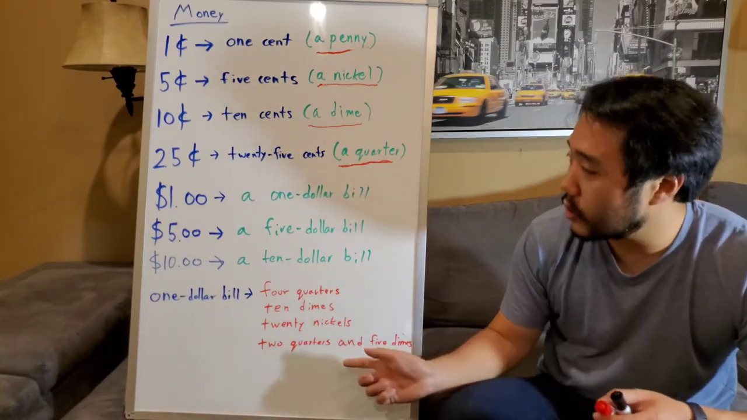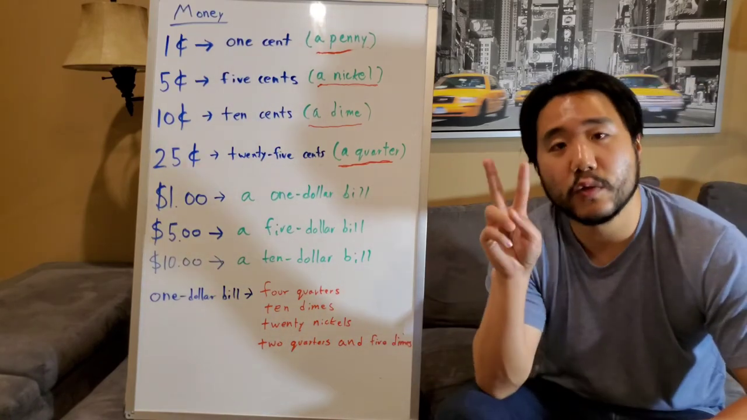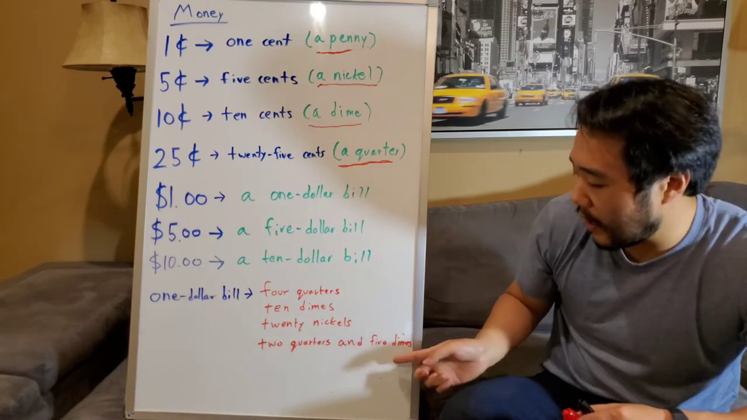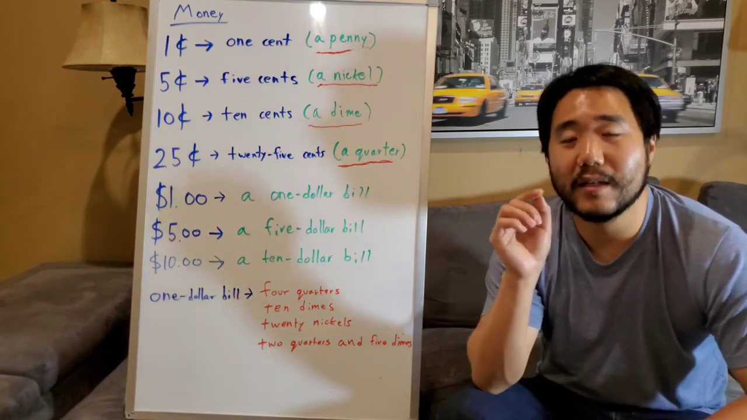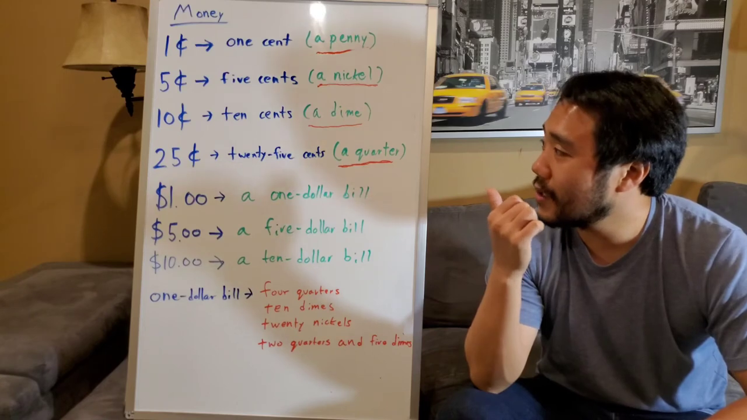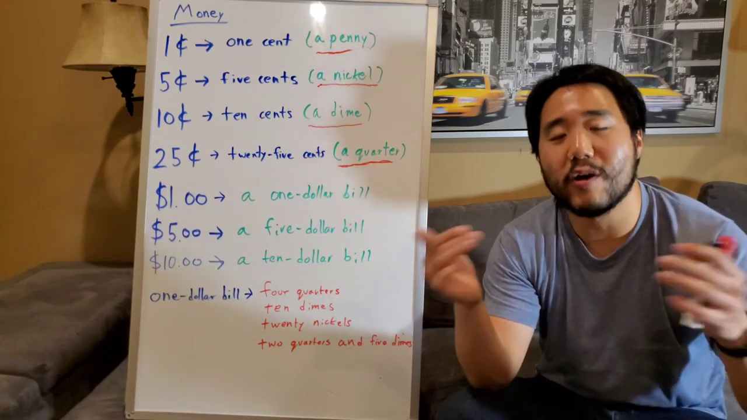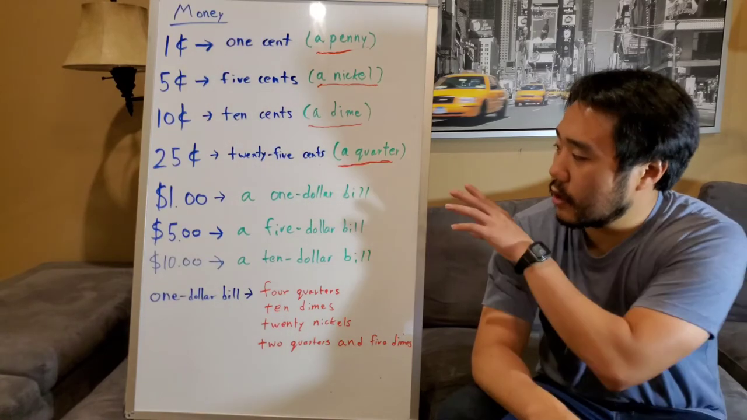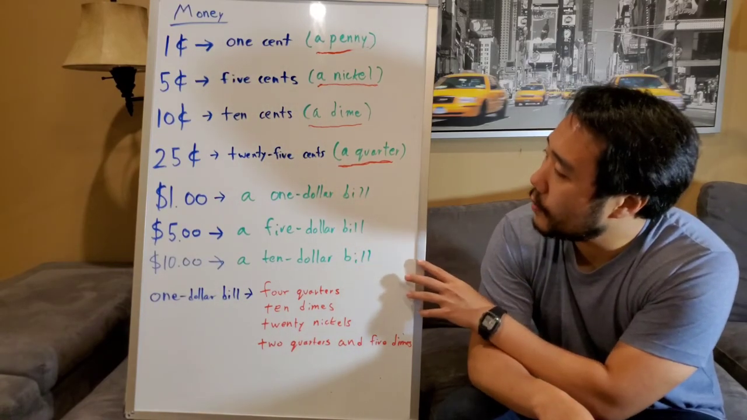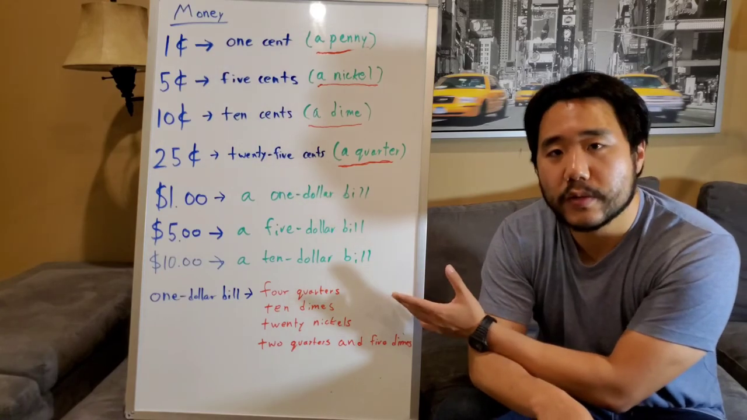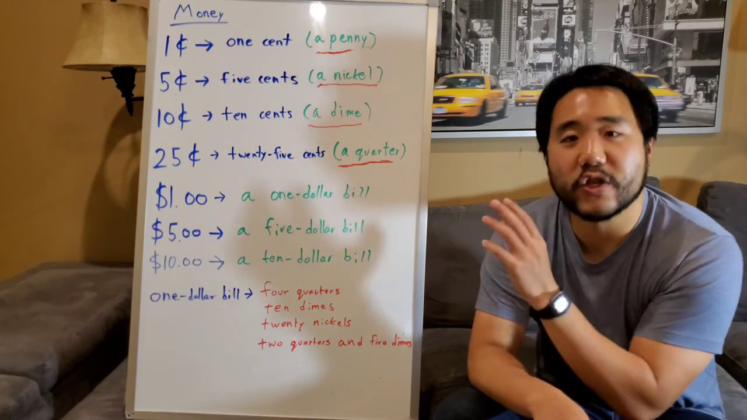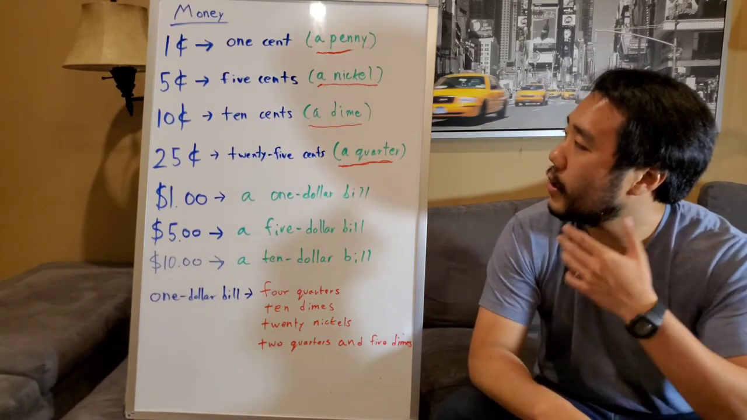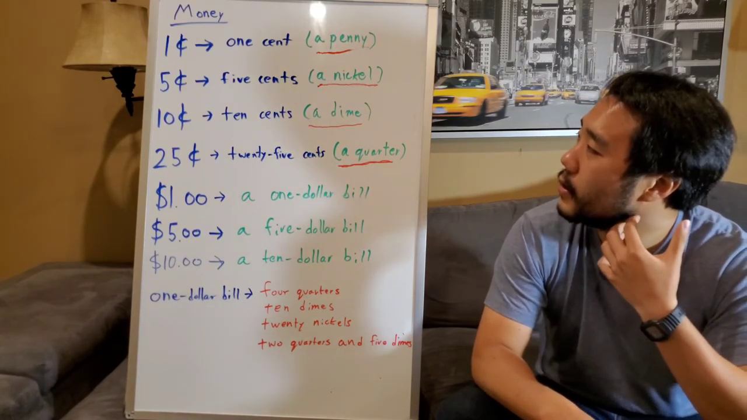So 2 quarters, two 25 cents, is equal to 50 cents. And then 5 dimes, 5 of 10 cents, also means 50 cents. So when you add them, you have a $1 bill. These are words that you should know when you're exchanging money with someone.